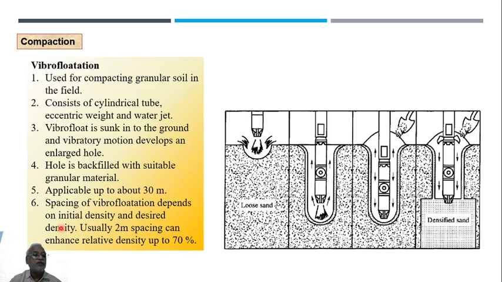The spacing of vibroflotation depends on the initial density and desired density. Usually 2 meter spacing, meaning the spacing between the holes, can enhance relative density up to 70%. Once it is put into a hole, vibration as well as the jet is used, and then extra material is put in so that the water comes out, and it gets rammed and densified. So loose sand gets compacted into dense sand. With 2 meter spacing, relative density can be up to 70%, that is, ID equal to 0.7.